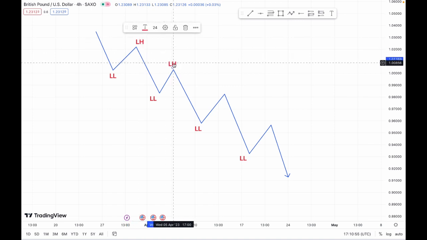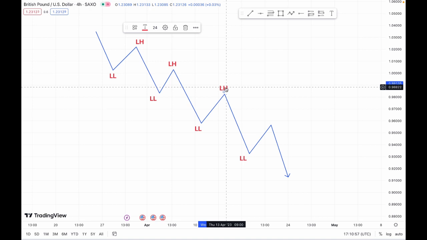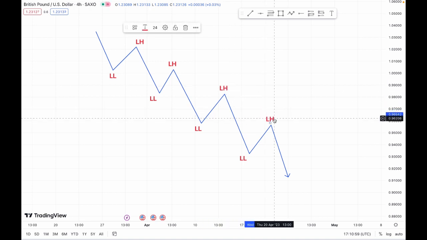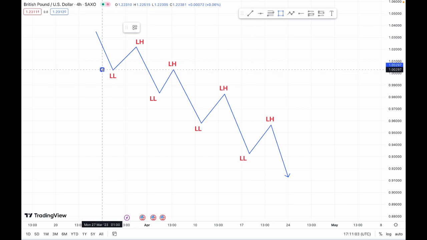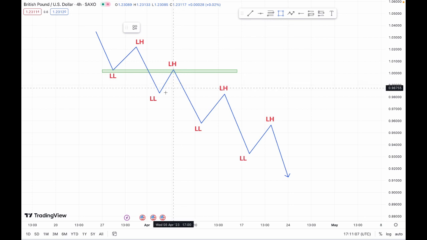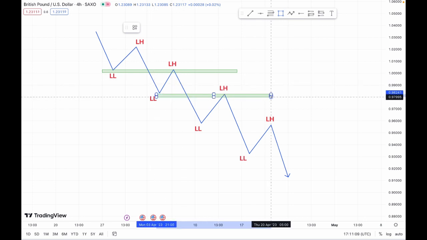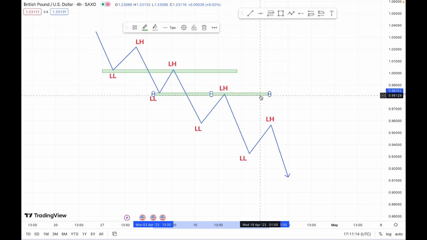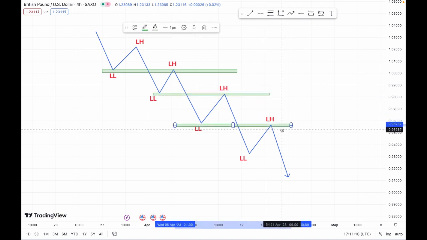That's it. And again, how do you trade this? You trade this by waiting for the market to reach the previous support level to become resistance, and then you place your trades, right?